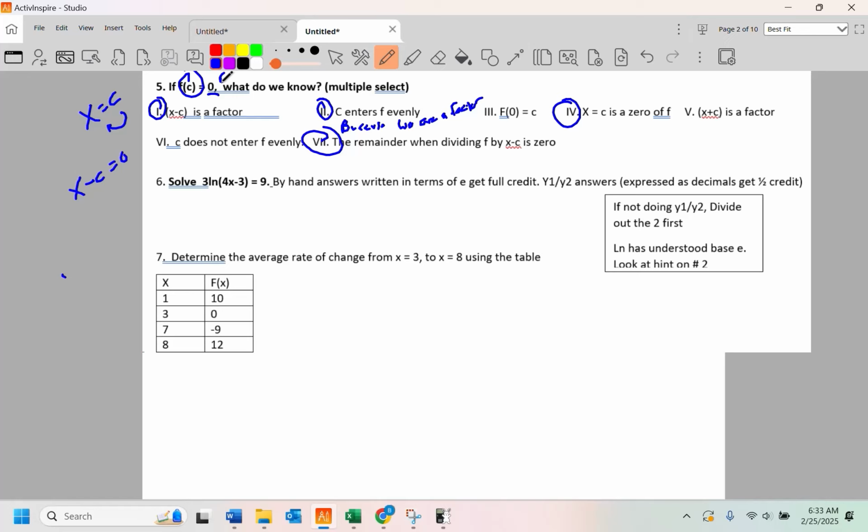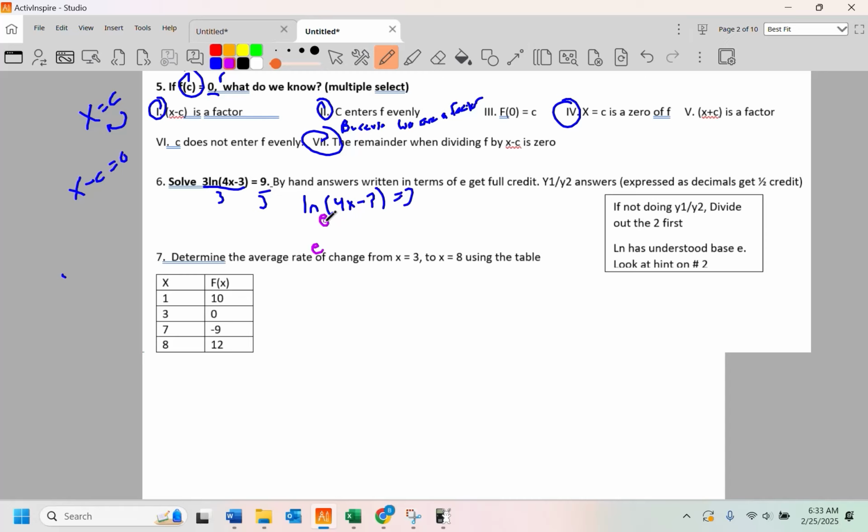6, solve 3 natural log of 4x minus 3 equals 9. By hand, answers written in terms of e get full credit. Y1, y2 answers expressed as decimal get half credit. I don't think you'll have a problem with this one. Play your isolation game. We always isolate. We'll have the natural log of 4x minus 3 being equal to 3. We'll put our understood e in place.